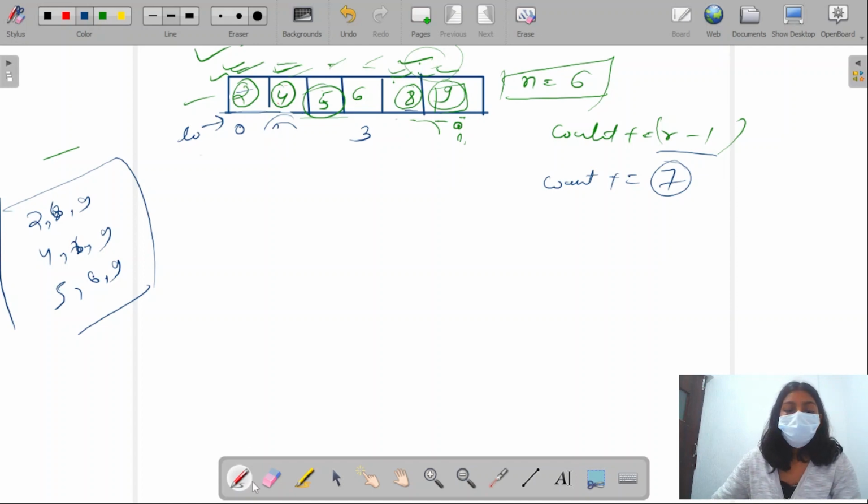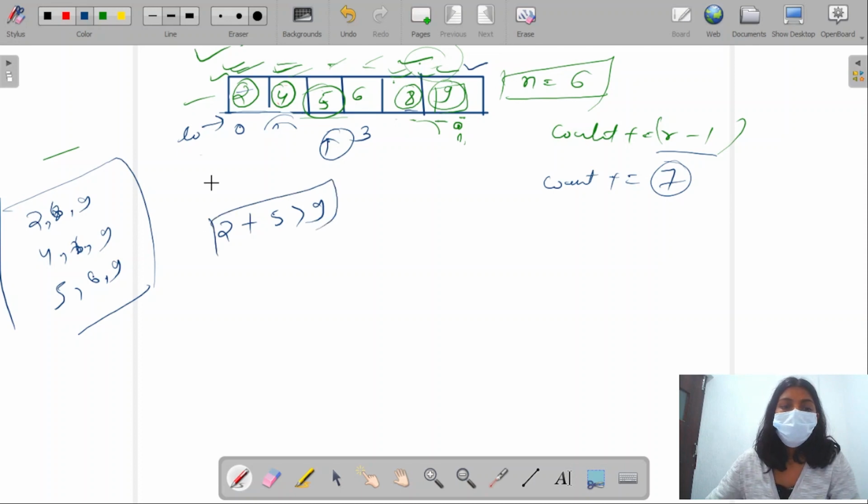Right. Now we again decrease our second largest side, keeping my highest side fixed. Now I decrease my second highest side. So now I check: is 2 plus 5 greater than 9? My lowest was still at this point. So it says no, it is not going to form a triangle. Okay. So we just stop decreasing our second highest side.